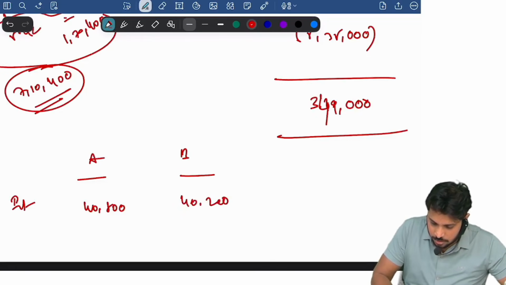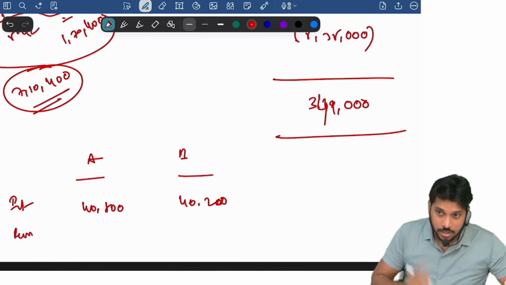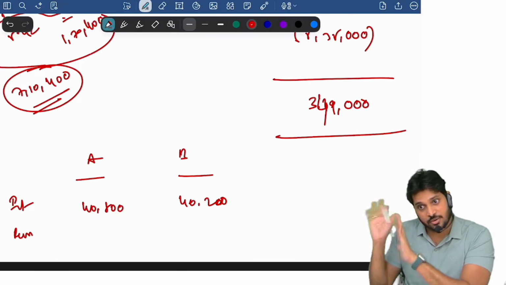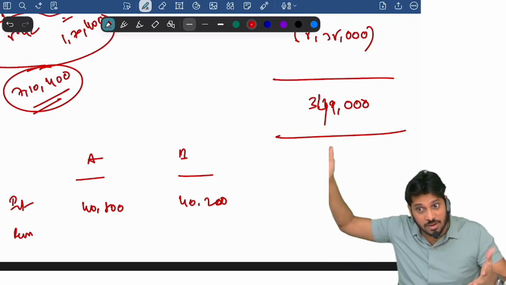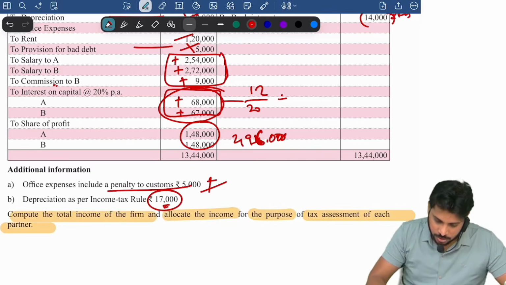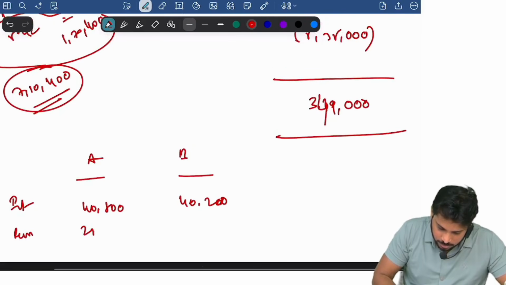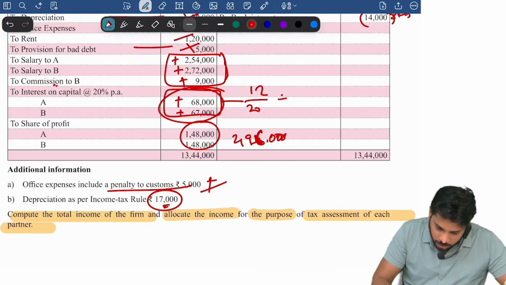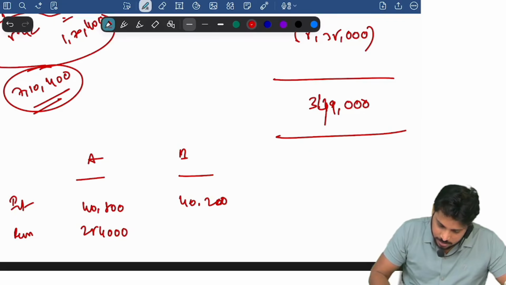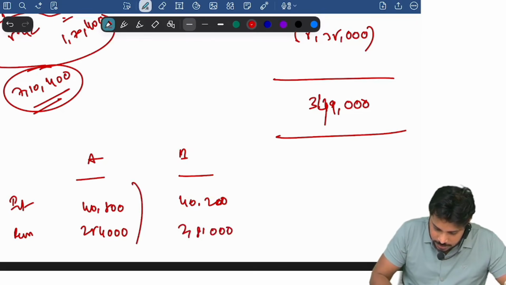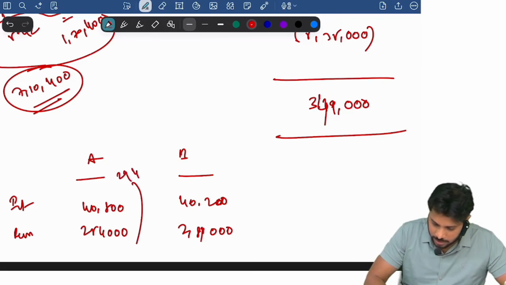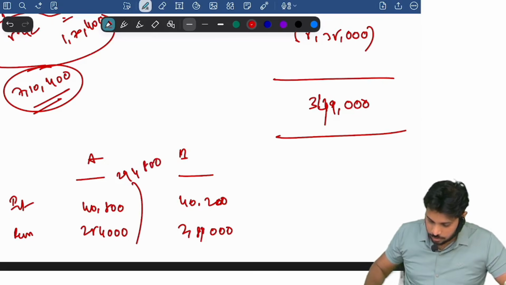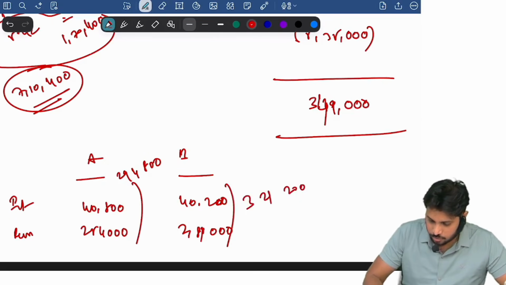Am I right? Now remuneration: remember, the entire remuneration paid to a partner is allowed as a deduction. So whatever amount they received is fully taxable, because the firm got an equal deduction. So A, how much did he get? Remuneration 2,54,000. Correct? B, how much did he get? 2,81,000. Correct? That's it. So what is the taxable income? 40,800 plus 2,54,000 is equal to 2,94,800. Now 2,81,000 plus 40,200 is equal to 3,21,200. That's it. The answer is over.